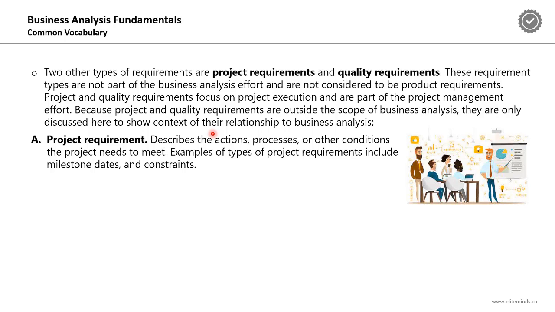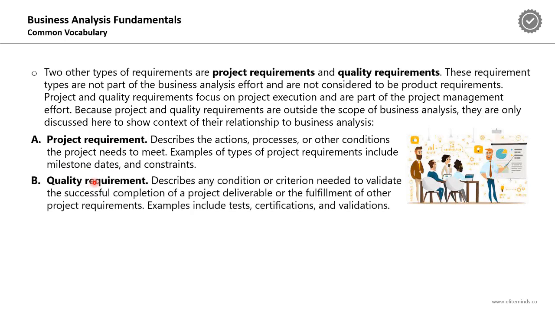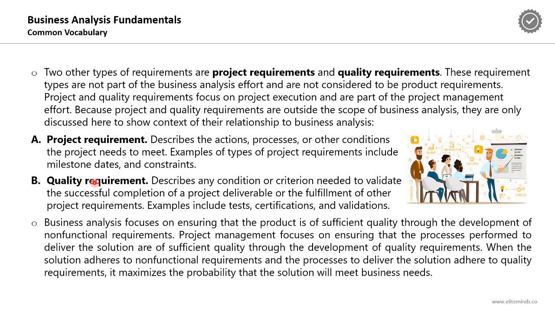A project requirement describes the actions, processes, or other conditions the project needs to meet. Examples of types of project requirements include milestone dates and constraints. Milestones are significant events in the project timeline with zero duration. So milestone dates, for example, are a project requirement. Quality requirements describe any conditions or criteria needed to validate the successful completion of a project deliverable or the fulfillment of other project requirements. Examples include tests, certifications, and validations.